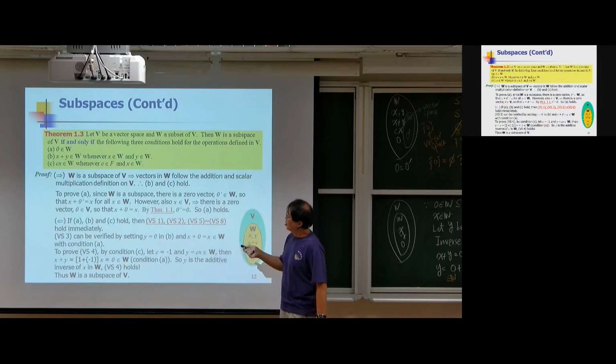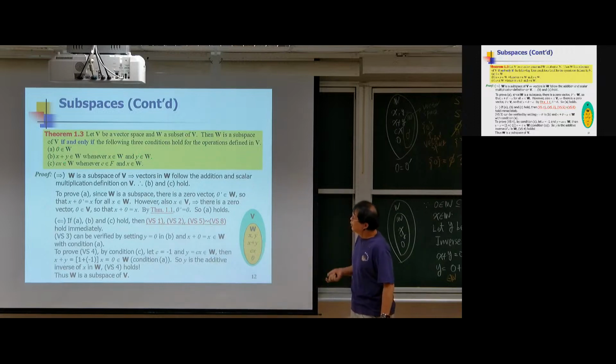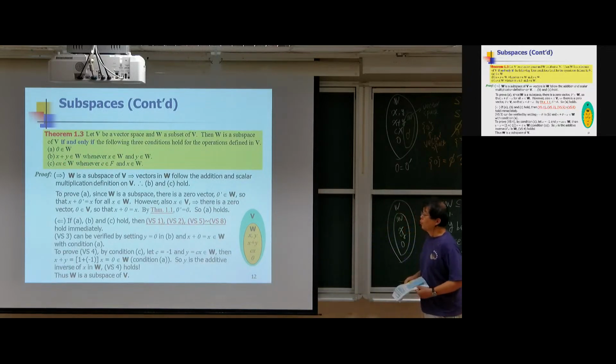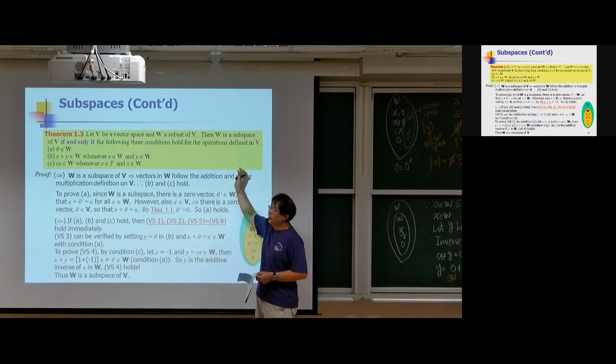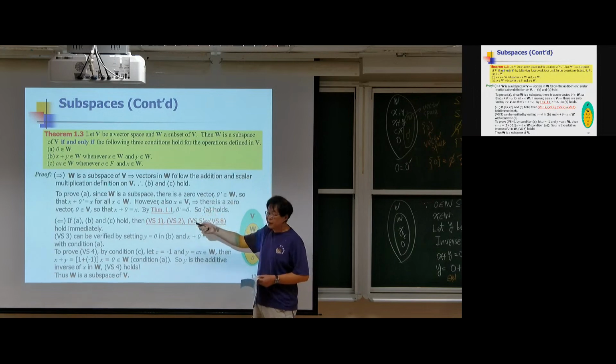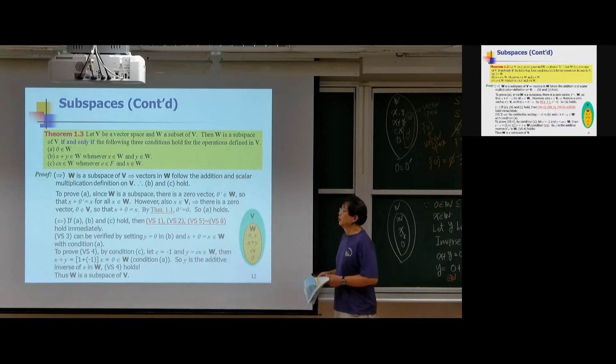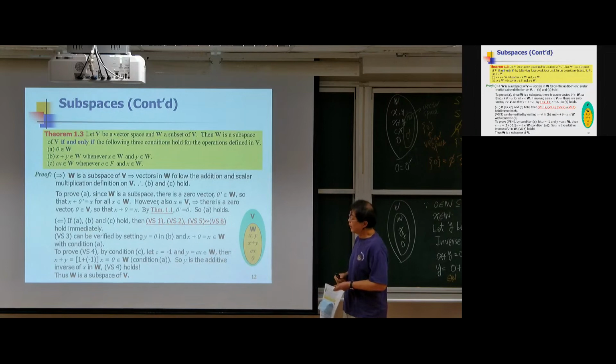Second, whenever X belongs to W, Y belongs to W, X plus Y belongs to W. And C, whenever C belongs to the field, X belongs to W, CX belongs to W. Okay, so for any subspace, we need to verify whether A, B, C hold in this subspace. If A, B, C are all valid in this subspace, then it is a subspace.